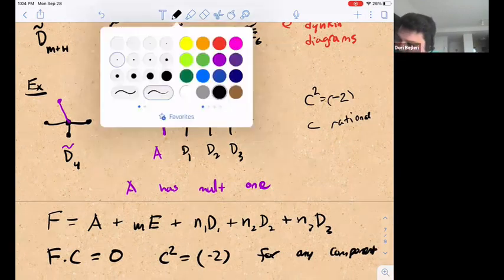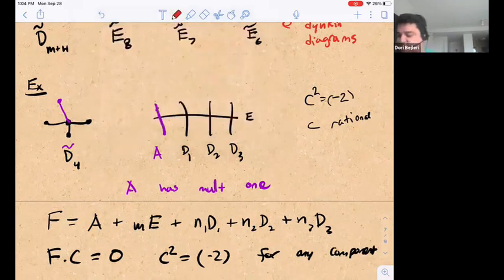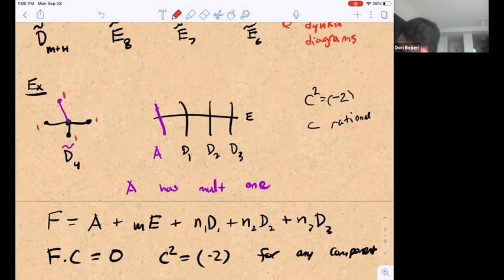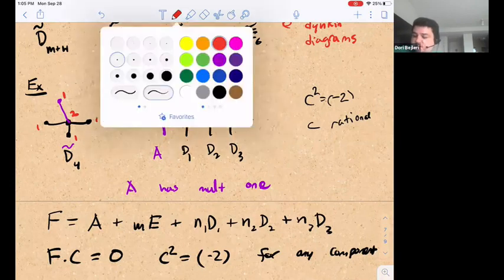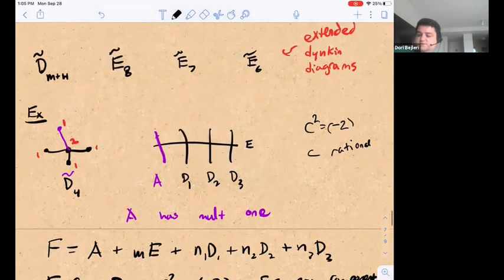And so we can label our diagram with these multiplicities, but again, these multiplicities are uniquely determined by the intersection form and the property that the fiber times any component is 0. But in this case, we have multiplicities 1, 1, 1, 1, and 2. And so that Dynkin diagram with a special vertex and labeled by multiplicities gives you the information of the fiber. And so you can do the same thing to write down the fibers in all these other cases.